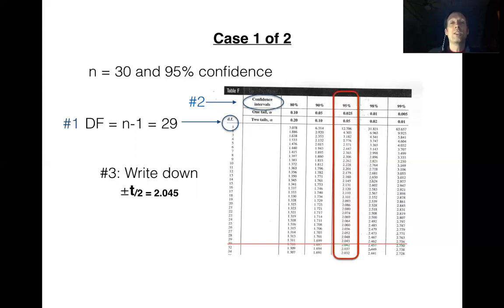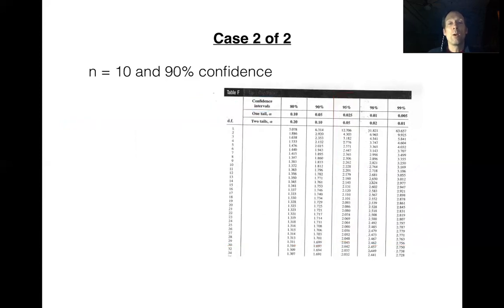Let's do one more case of reading the t-tables. We're going to use a sample size of 10 and 90% confidence. So right away, first thing I'm going to do is write down that I have 9 degrees of freedom. I'm going to go into that same column. I'm going to identify the row for 9 degrees of freedom, and I'm going to underline it.